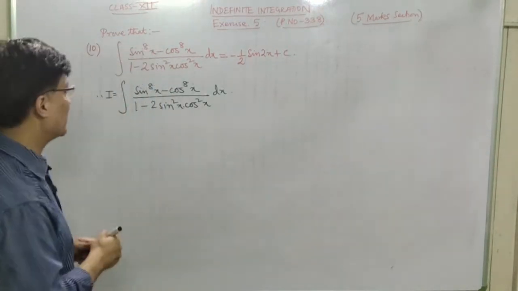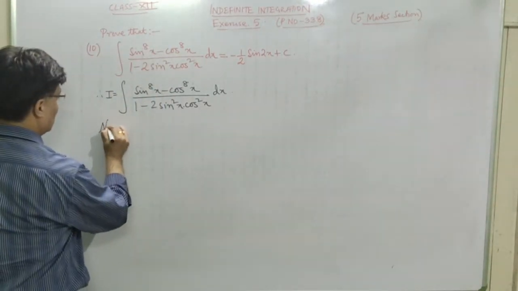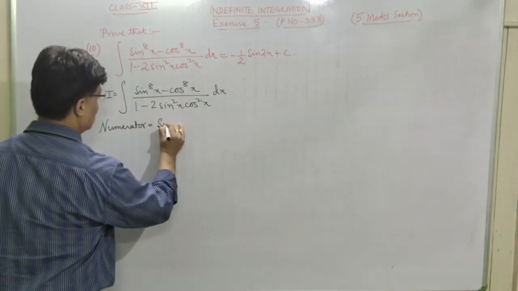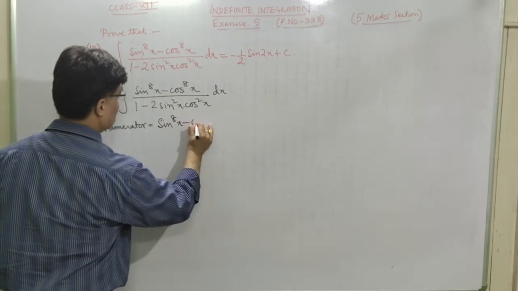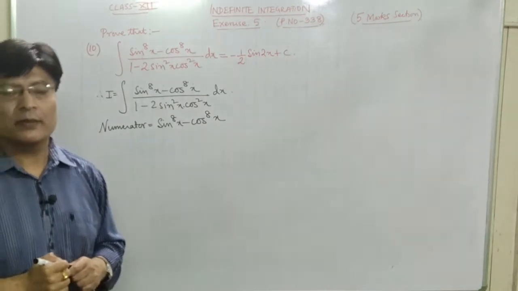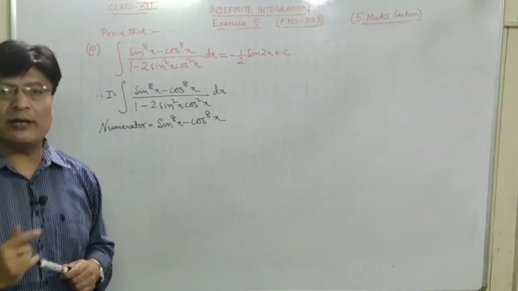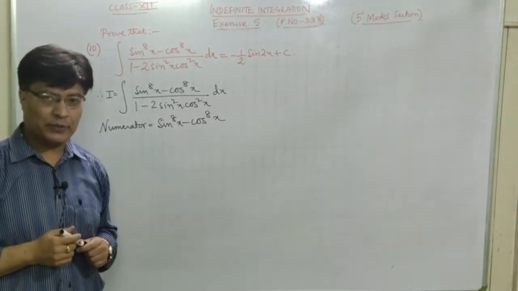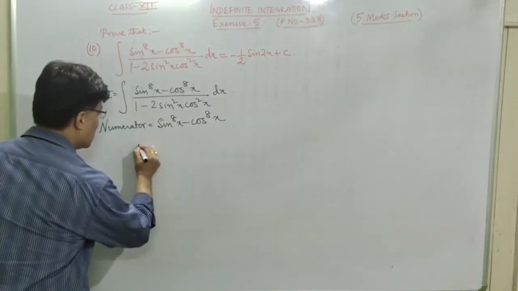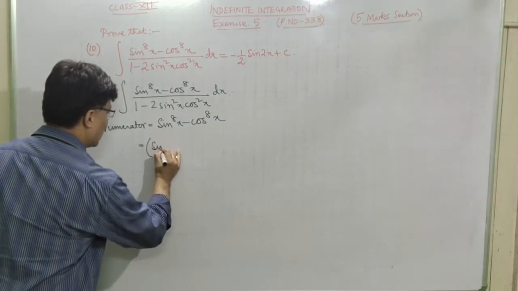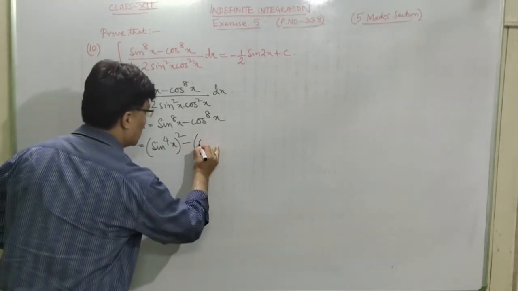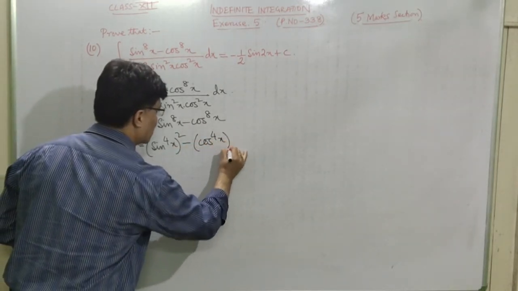So let us simplify the numerator now. So the numerator is equal to sin to the power 8x minus cos to the power 8x. Okay, now in this case the formula from algebra should be used. Which formula is used here? a square minus b square. So let us write in the form of a square minus b square. So it is (sin to the power 4x) whole square minus (cos to the power 4x) whole square.